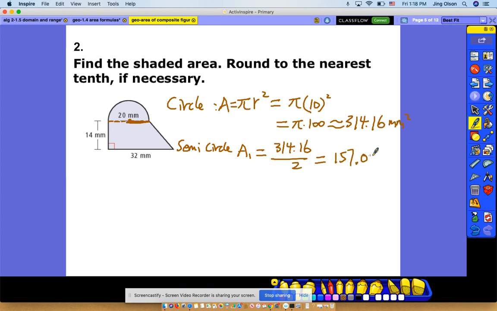157.079. I'm going to go with 0.8 millimeter squared. So this is a semicircle area. Then the trapezoid. Trapezoid area: base 1 plus base 2 times height divided by 2.